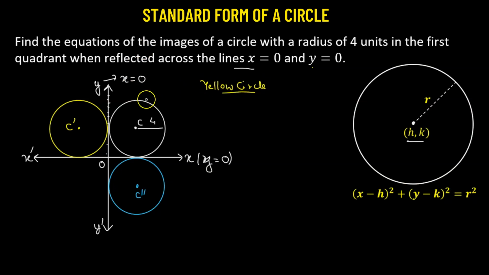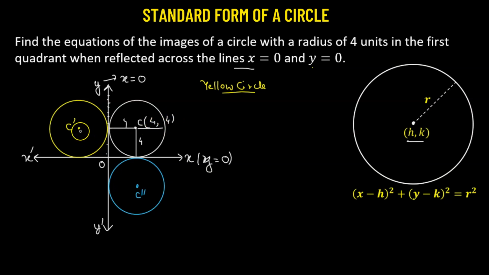We will need to determine the coordinate of the center C prime and the radius. The radius is fine, that's 4 units. We'll start with our original circle. Let's drop a perpendicular from the center C to the x-axis as well as to the y-axis. This is nothing but the radius of the circle, and since the radius here is representing the x and the y coordinate, the center is going to have coordinates 4, 4.